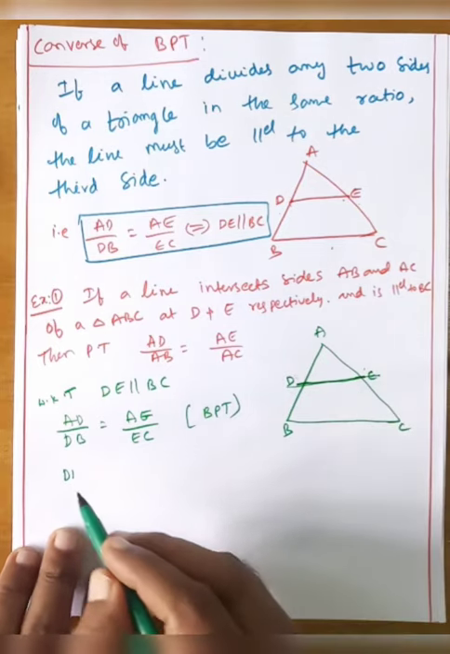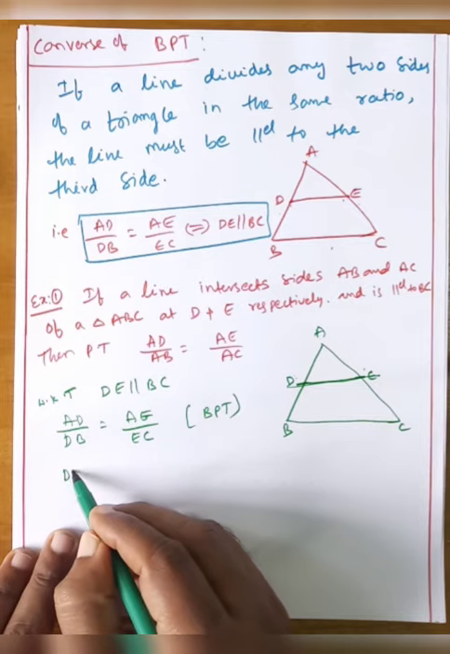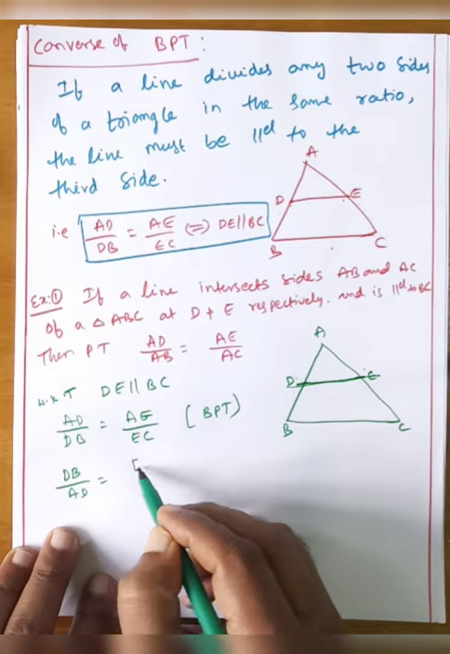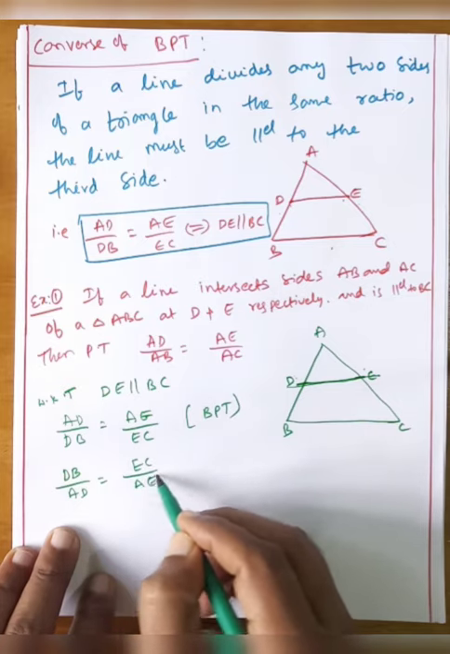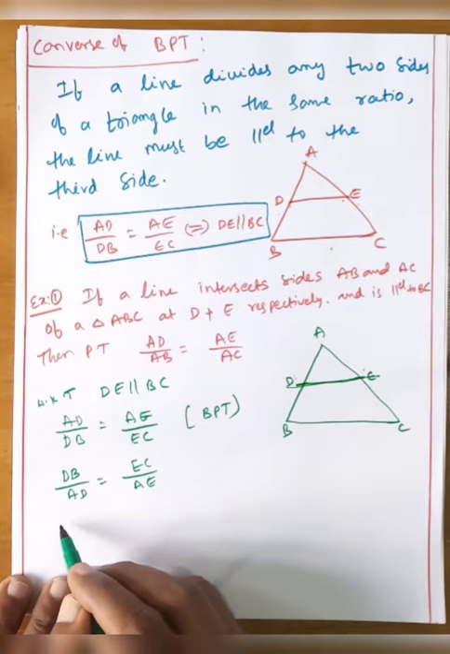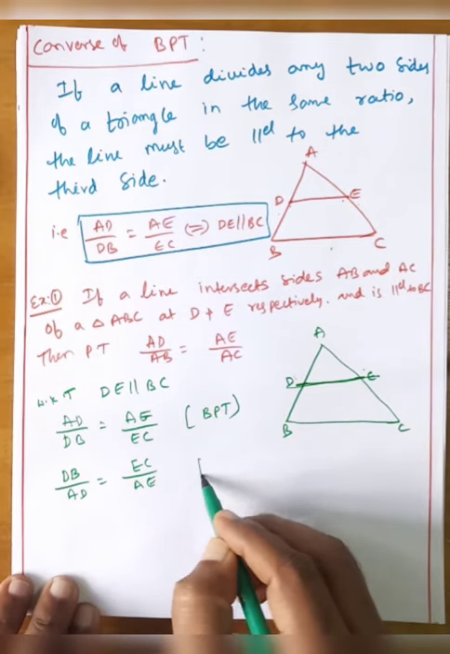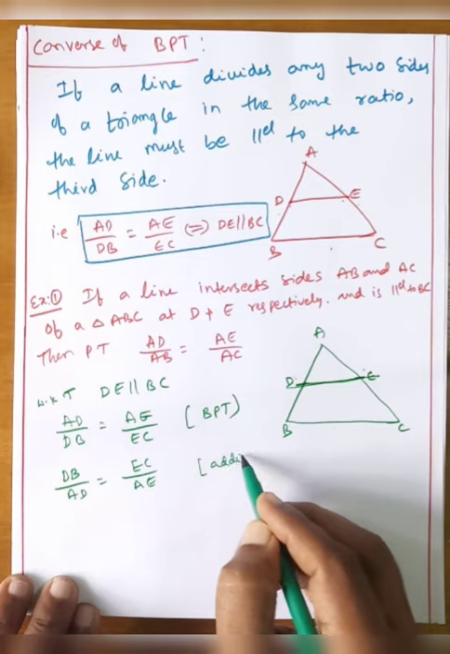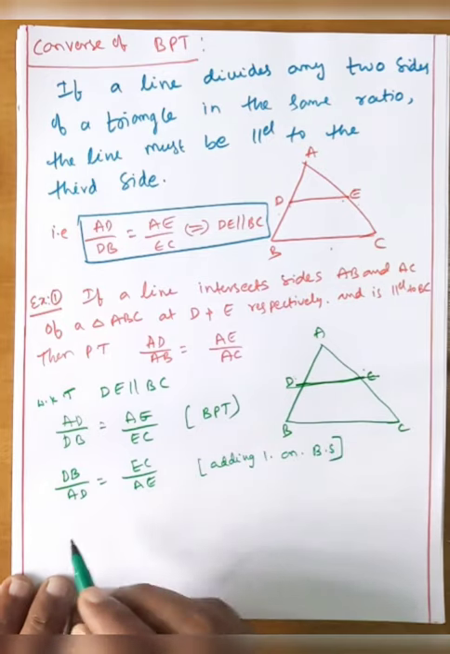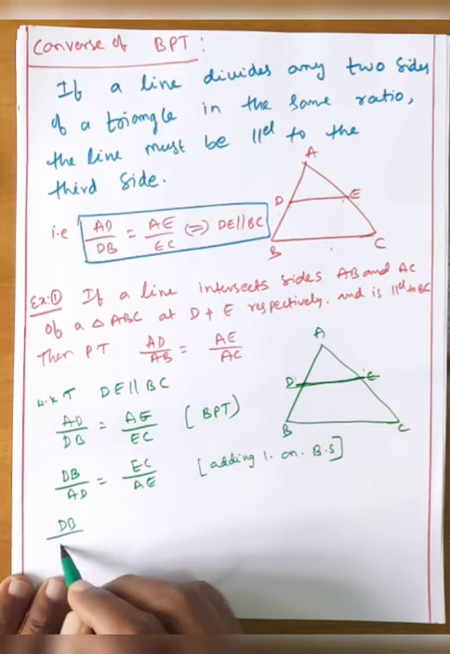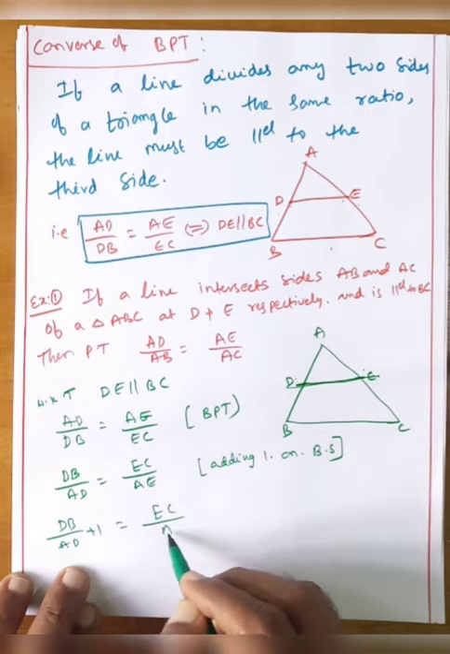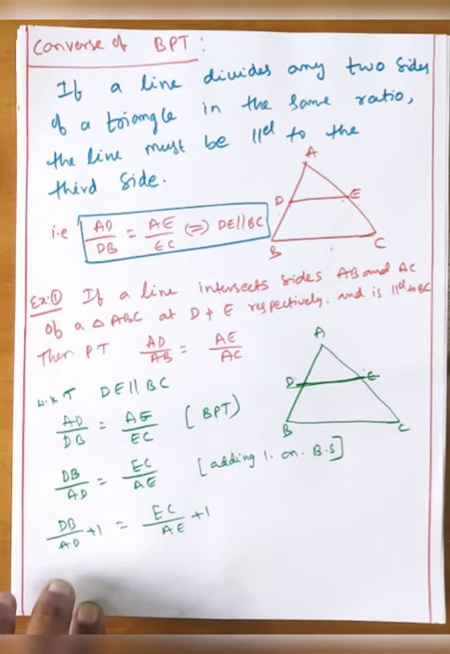Now DB by AD is equal to, taking the reciprocal, EC by AE. Now adding 1 on both sides. What happened, my dear students? DB by AD plus 1 is equal to EC by AE plus 1. Is that understood?